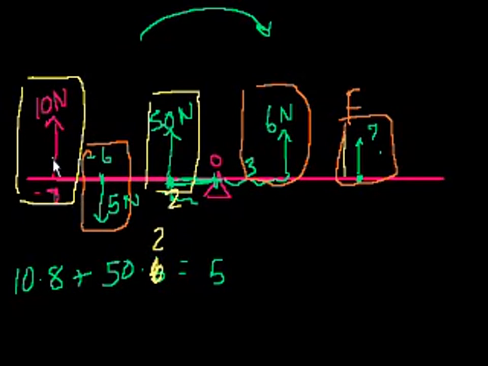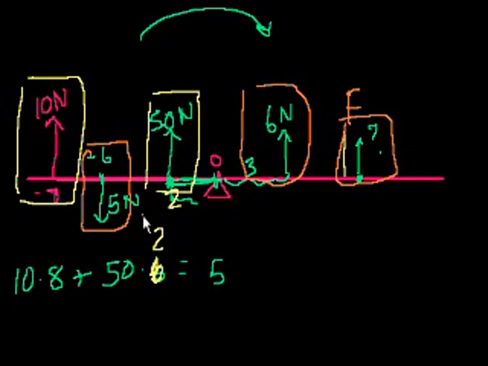So what were all the counterclockwise moments? This 10 newton times its distance, 8. The 50 newtons times its distance, 2. And don't get confused by the negative. I just said we're in the x-coordinate axis, so we're at minus 8 if this is 0. But it's 8 units away, right? And this 50, its moment arm distance is 2 units. And so that has to equal all of the clockwise moments.